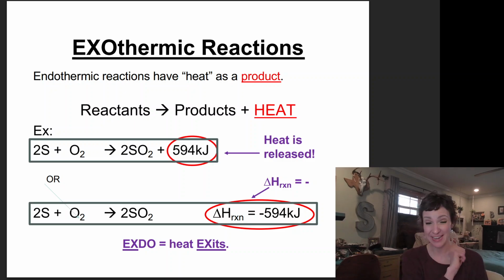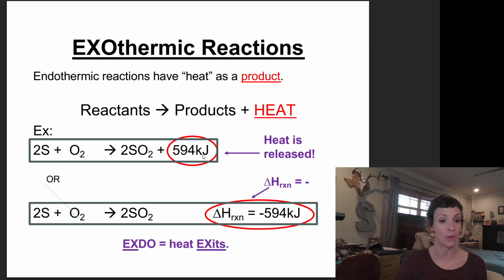Okay, just like with my endothermic reactions, I can also take my exothermic reactions and display them as a thermochemical equation with some information. My exothermic reactions have heat as a product, okay? So looking at this, I will see my reactants, my yield sign, and my products, and my heat will be on the product side. So here's an example. I have sulfur and oxygen in a synthesis reaction coming together to make sulfur dioxide. Ooh, I see 594 kilojoules there at the end as a product. That lets me know that heat was released from that synthesis reaction to make sulfur dioxide.